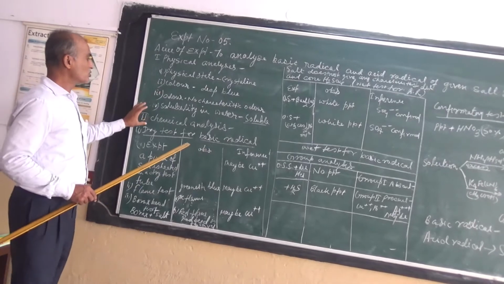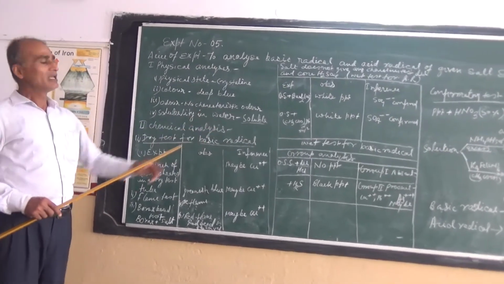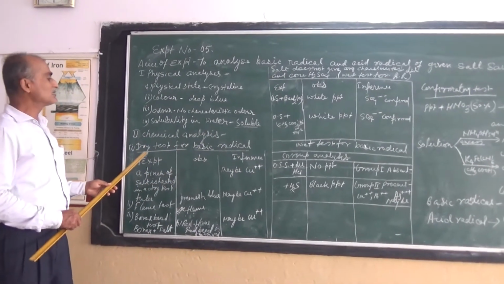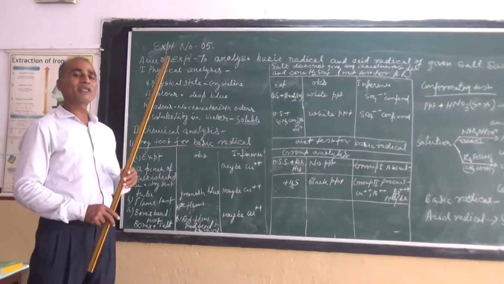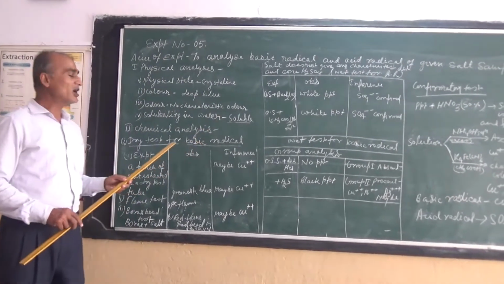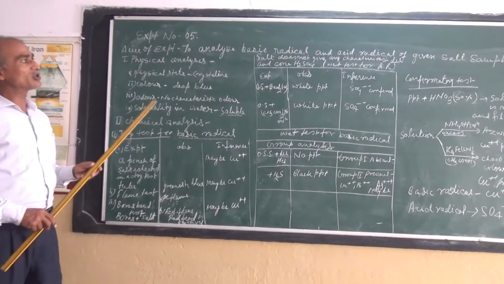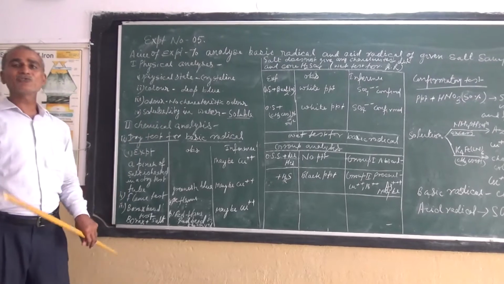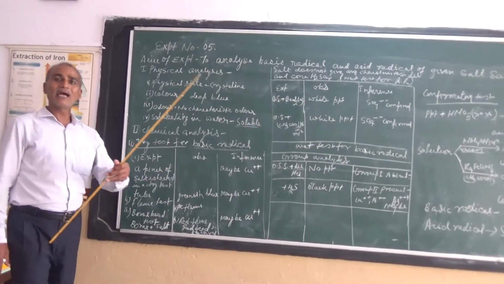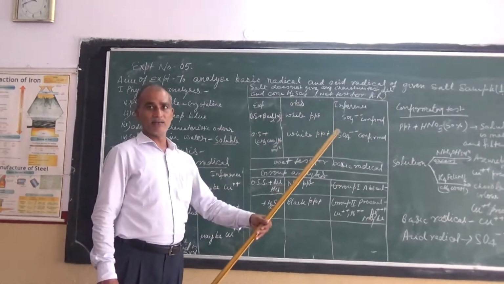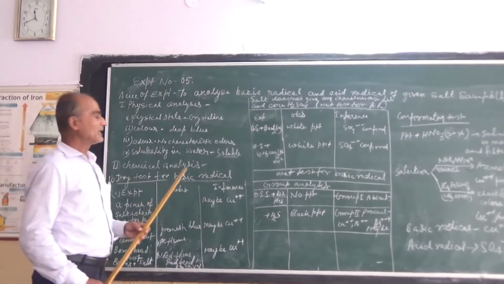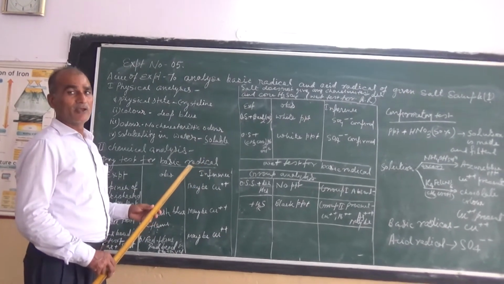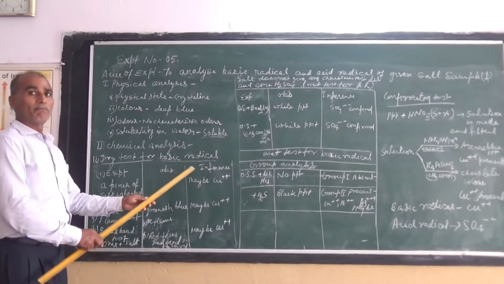After this, we go through the chemical analysis. In chemical analysis, we have to go through two parts. The first part is the dry test and the second part is the wet test. First we will do the dry test, which includes the dry test for acid radical and the dry test for basic radical. First we will do the dry test for basic radical.